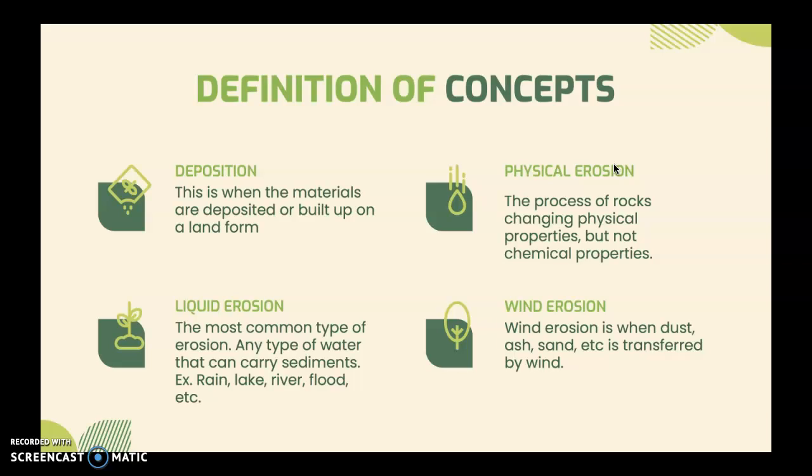Deposition, this is when the materials are deposited or built up on a landform. Physical erosion is the process of rocks changing physical properties but not chemical properties. Liquid erosion is the most common type of erosion, any type of water that can carry sediment. So rain, a lake, river, a flood, etc. are all types of liquid erosion. And then wind erosion. Wind erosion is when dust, ash, sand, etc. is transferred by wind.